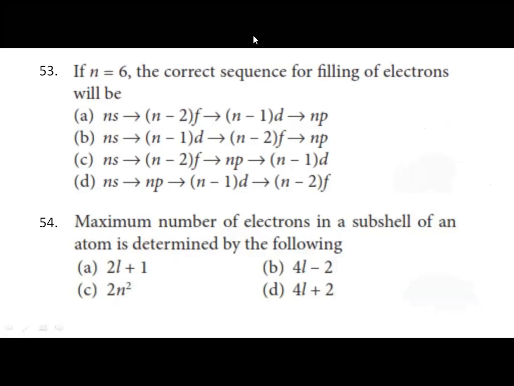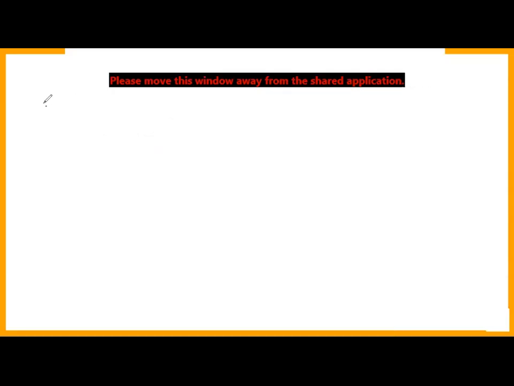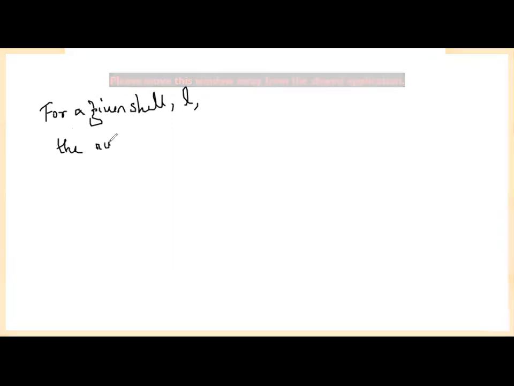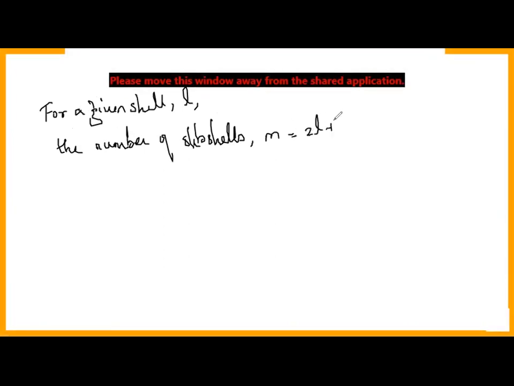Maximum number of electrons in a subshell. All the questions on quantum numbers are very good, scoring questions. So for a given shell, subshell, my L is the subshell. So the number of orbitals, how do we write? M is equal to, I had told you, 2L plus 1. This is the number of orbitals.